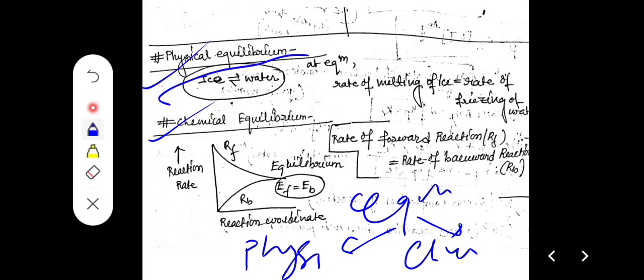As an example of physical equilibrium, consider ice and water at equilibrium. If we add some water to some ice, there should be an equilibrium. Some water, due to freezing conditions, goes to the ice state, and ice, by getting heat from water, goes to the water state. In this way, equilibrium is maintained between two phases, one liquid and the other solid. At equilibrium, the rate of melting of ice equals the rate of freezing of water. That should be the same.